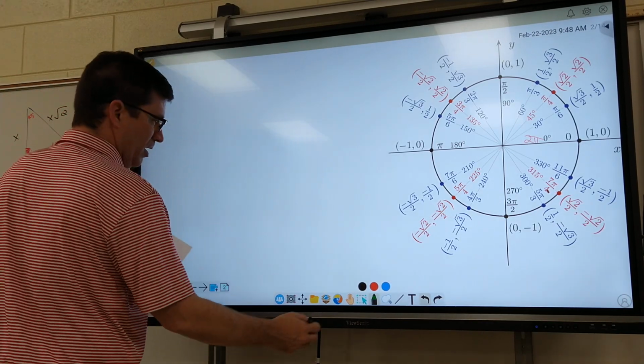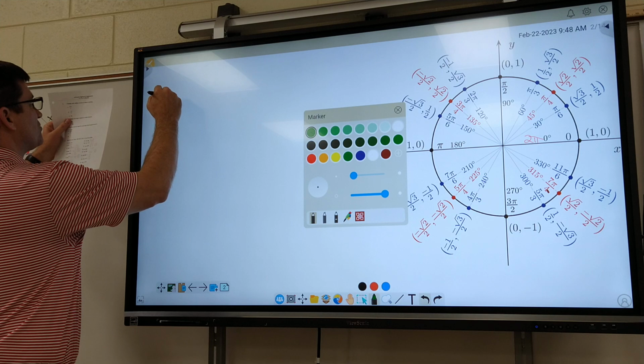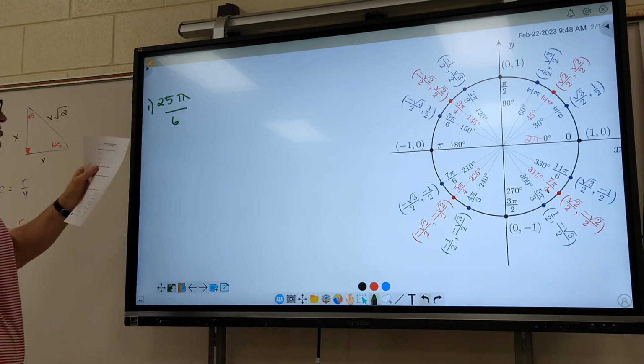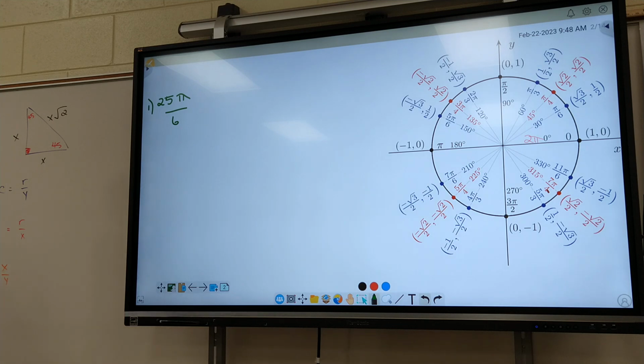All right, look at number 1. It says 25 pi over 6. What's the instruction ask you to do? Change each radian and make it a degree. How do you know by looking at that number it's a radian number? It's got a pi in it, right? It's got a pi in it, it's a radian.